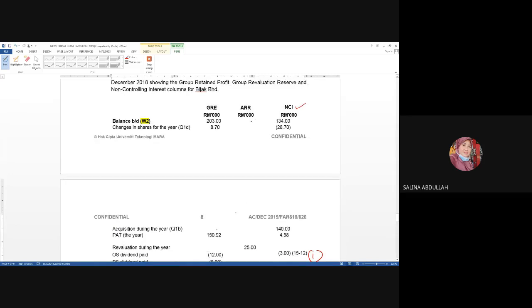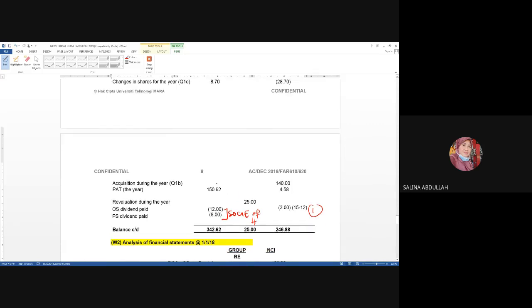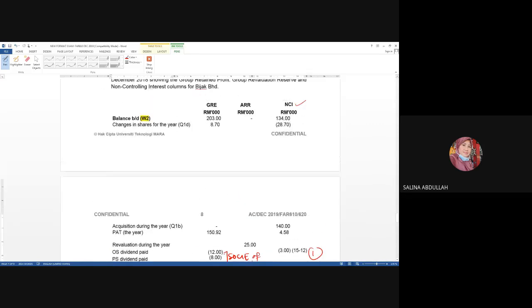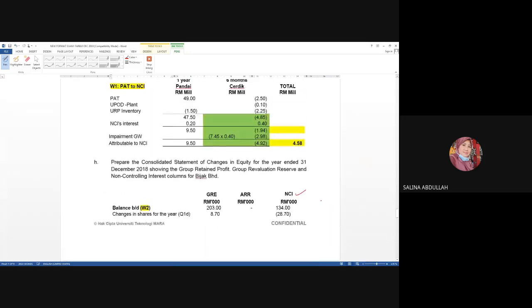Just now I mentioned dividend of holding. Remember in the SOCE of holding, you can see we have 12 and 8. So definitely you will show this amount of dividend in the consolidated SOCE, and this amount must be only the dividend of H. The dividend in the NCI column will be the dividend of S, only to NCI. It will appear in the NCI column. So this is dividend.